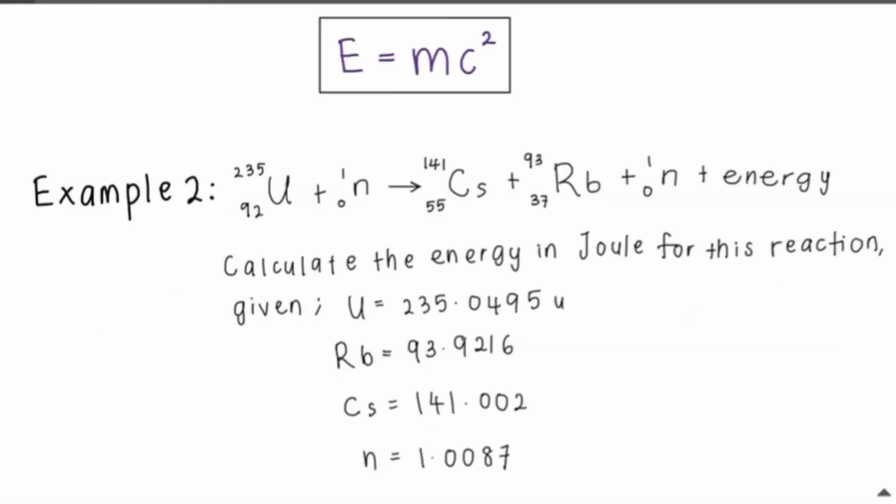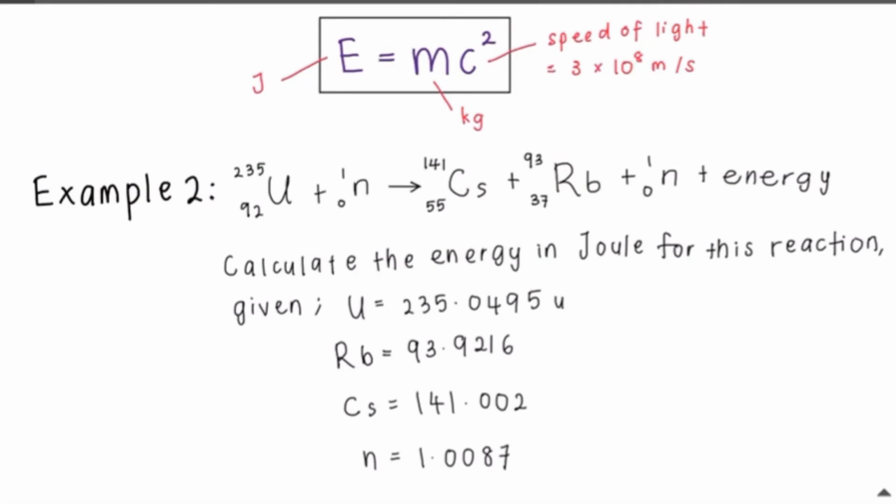For nuclear energy, the formula that we will use to solve the problems regarding this subtopic is E equals mc squared. E is the energy released in joules, m is the mass in kg, and c is the speed of light. The speed of light has a value of 3 times 10 to the power of 8 meters per second. Okay, let us look at the example.